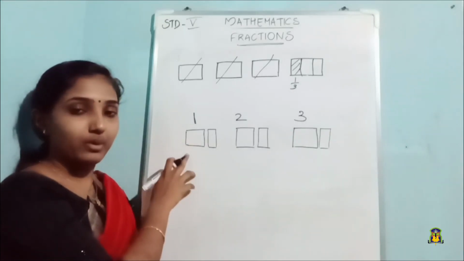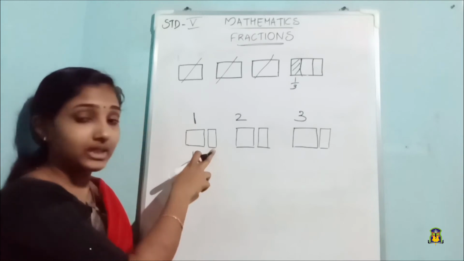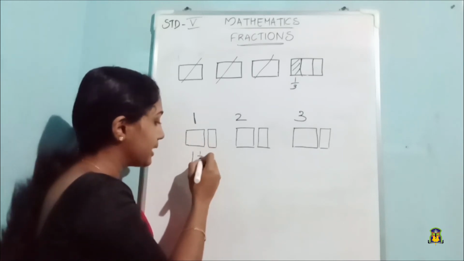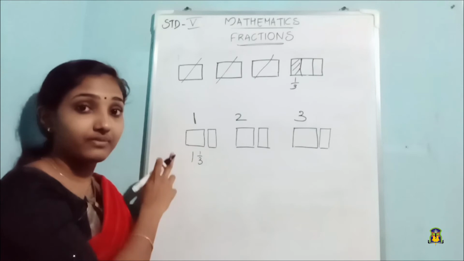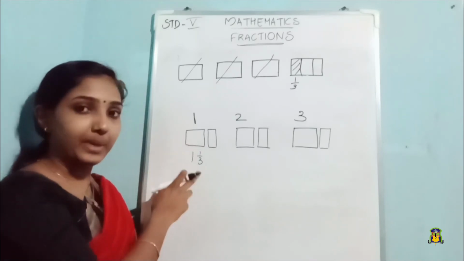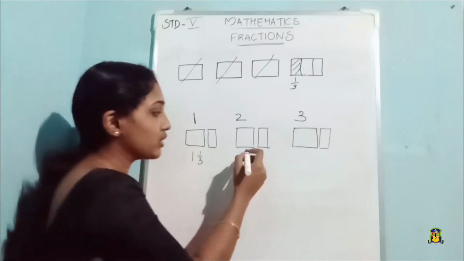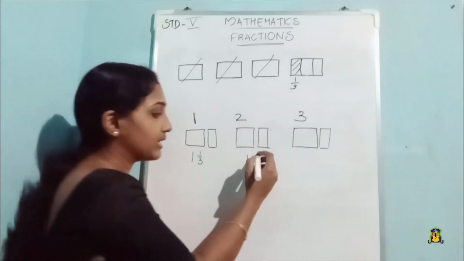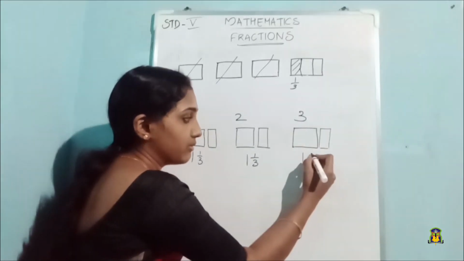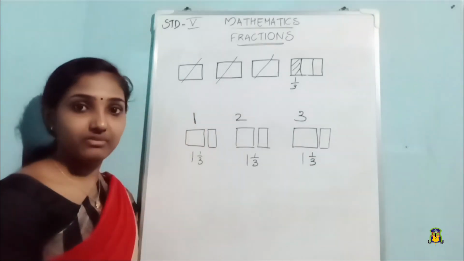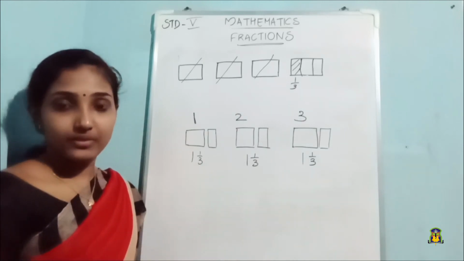So the total the first friend got is 1 full chocolate and 1 by 3rd of the 4th chocolate. The next friend also got 1 complete chocolate and then 1 by 3rd of the 4th chocolate. The third friend also got 1 full chocolate and then 1 by 3rd of the 4th chocolate. So, I have shared the 4 chocolates equally among my 3 friends.